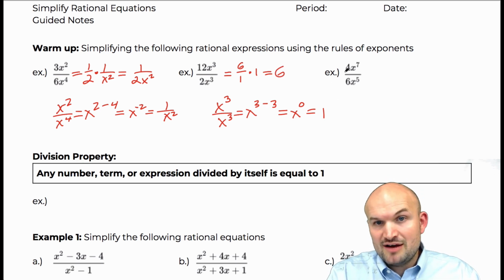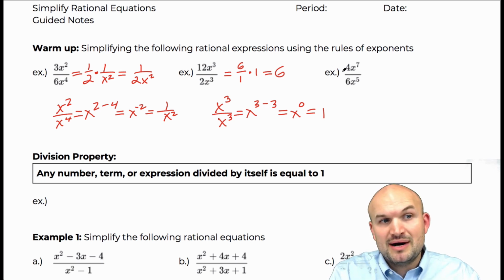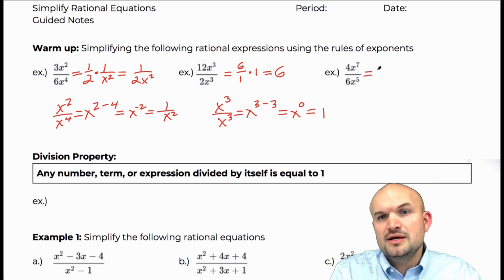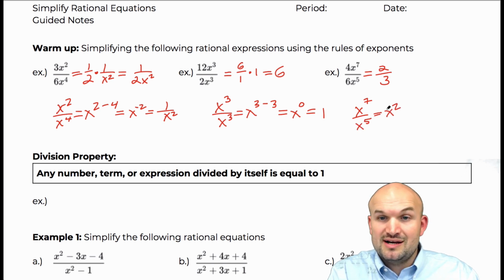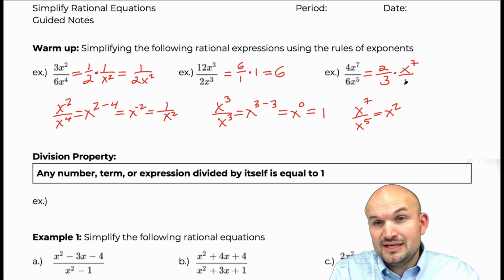In the next example, we have 4 over 6. We can divide the top and bottom by 2, since 4 and 6 can both be divided by 2. So this is going to be 2/3. Then, using the rules of exponents for x to the 7th divided by x to the 5th, it's just going to give us x squared. Again, that's positive, so the x squared is really x squared over 1. Our final answer is going to be 2x squared over 3.